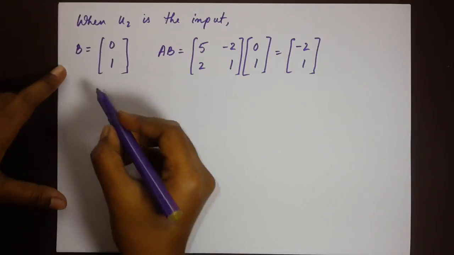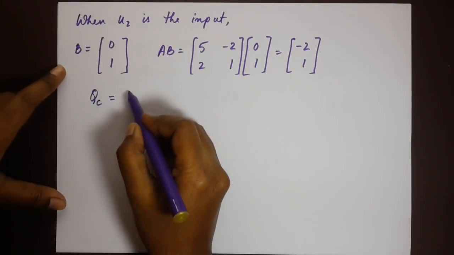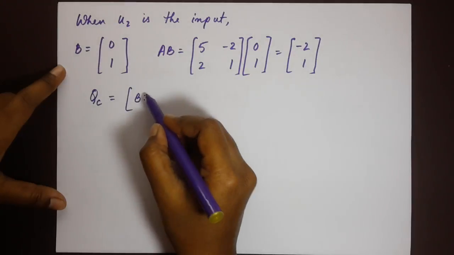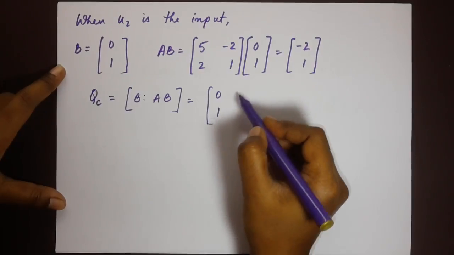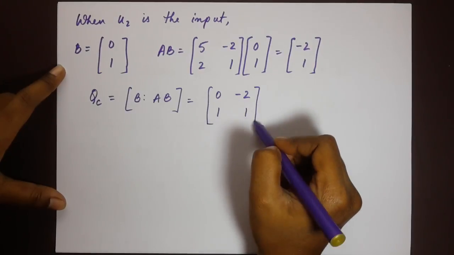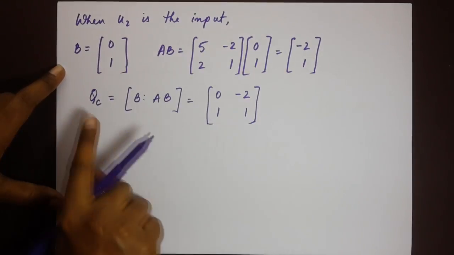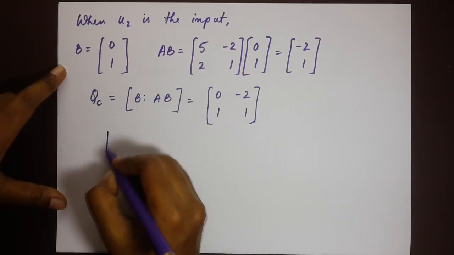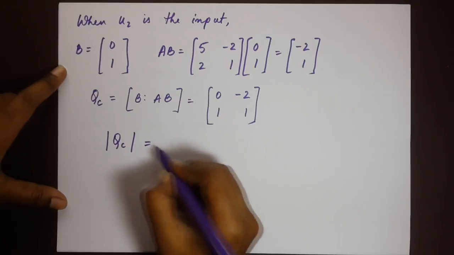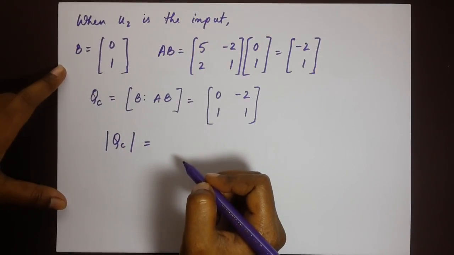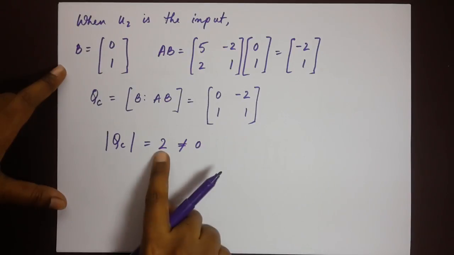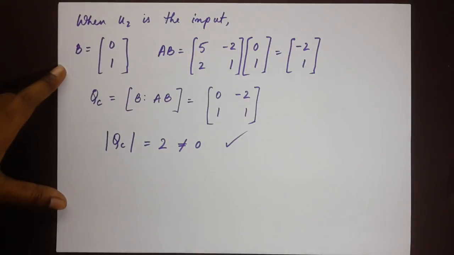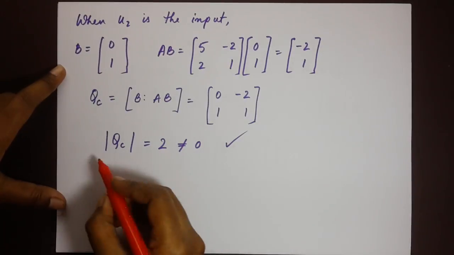Next, let's write down the matrix for QC. QC is the same as earlier. We have B and then AB. It is built this way. For B we enter 0, 1, and then minus 2 and 1. So we have our 2 by 2 matrix of QC. Next step, find the determinant of QC. So the determinant of QC now is 2, which is non-zero, and it is equal to the order of A, which means this checks out to be right. So the system is controllable.